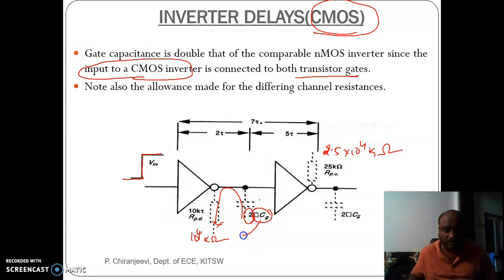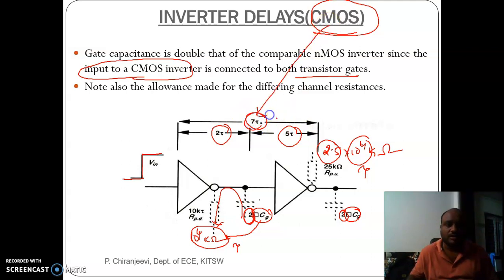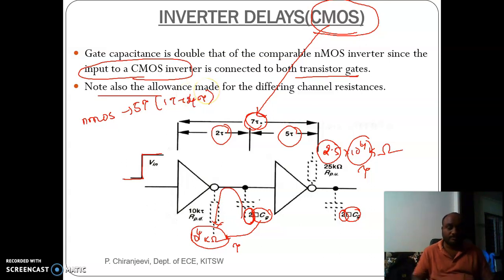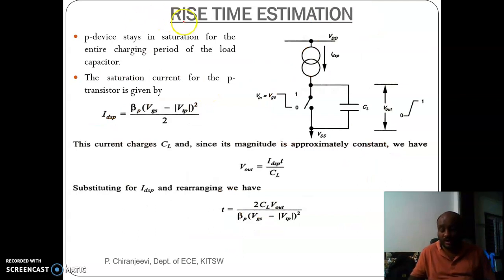So this standard unit of capacitance multiplied with sheet resistance is tau, and this 2 is making 2 tau. Similarly here, this standard unit of capacitance and this 10 power 4 will make tau, whereas 2 into 2.5 makes it 5 tau. So put together, the total inverter delay is 7 tau in the case of CMOS, whereas in the case of NMOS that is 5 tau, what we have seen, that is 1 tau plus 2 tau plus 4 tau, right? With these details, let us have a rise time estimation, rise or fall time.